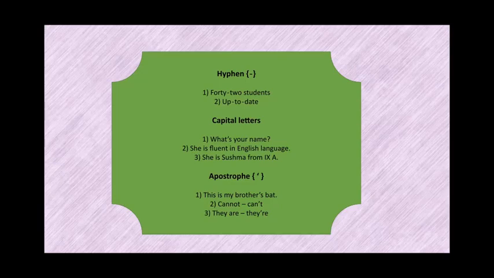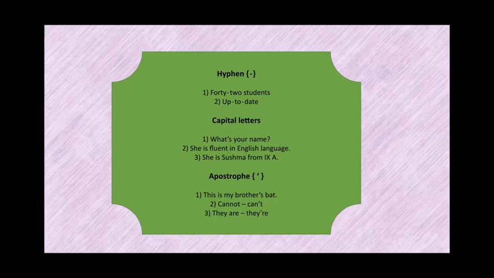Next is a hyphen. A hyphen is used to connect the parts of a compound word, like double-click. So in between double and click there's a hyphen. Easy-going, in between easy and going there is a hyphen. Hyphens are used to form compound words or join word units. They are also used to join prefixes, suffixes, and letters to words. For example, 42-students. In between 42 and students, there is a hyphen. Second is up-to-date. In between up and to, there is a hyphen.